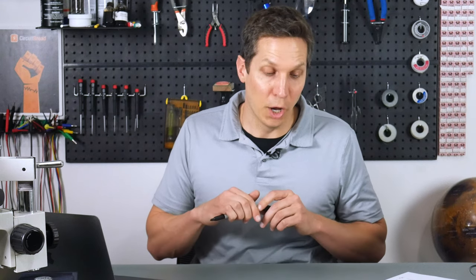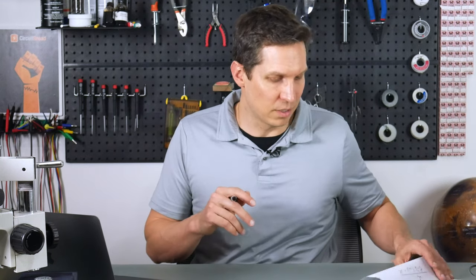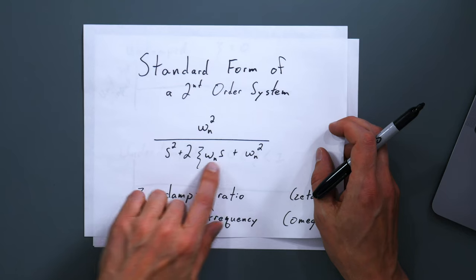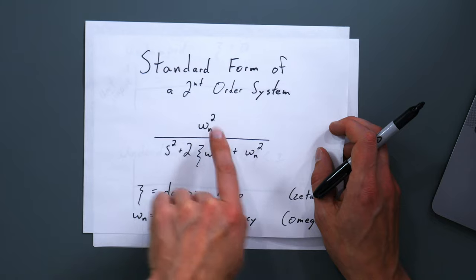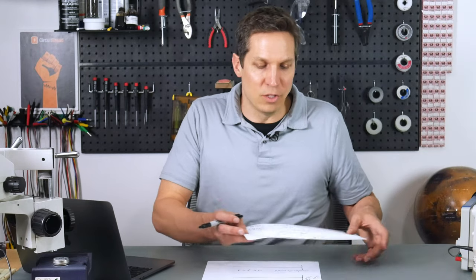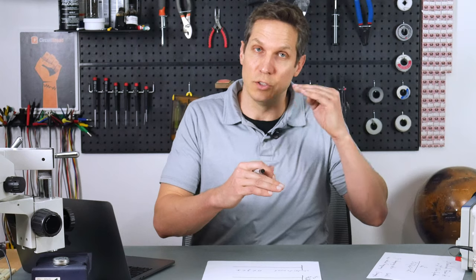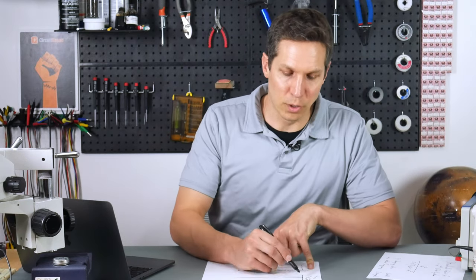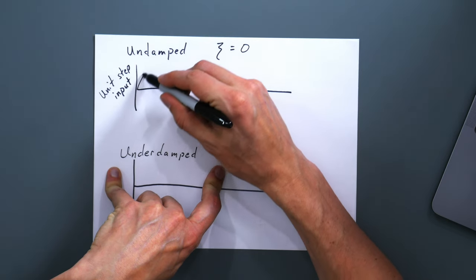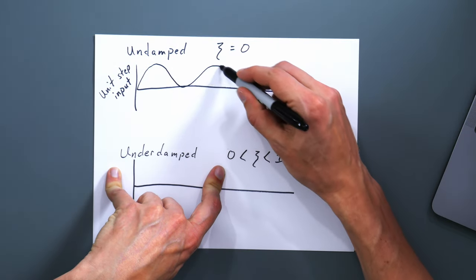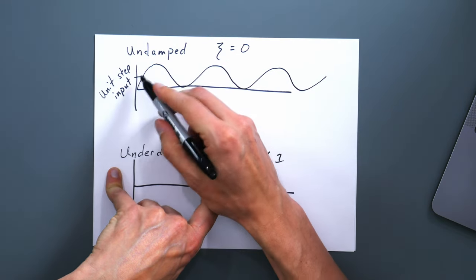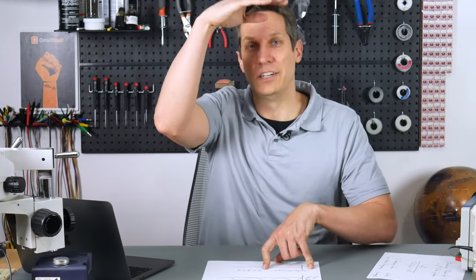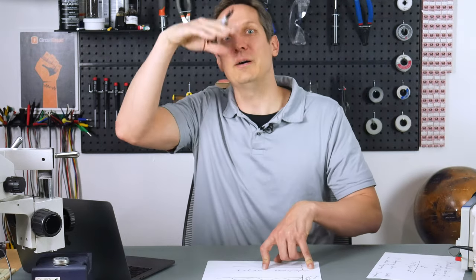Okay, so if you have an undamped system where basically you go back and you look at this and this is zero, making it just s squared plus omega n squared and omega n squared over that, then the response you'll get if you have a unit step input, so you're going from zero to one, is basically your output will wildly oscillate between 2 and 0 infinitely. So if your input is only going to 1, your output's going to go up to 2, down to 0, up to 2, down to 0, up to 2, down to 0.